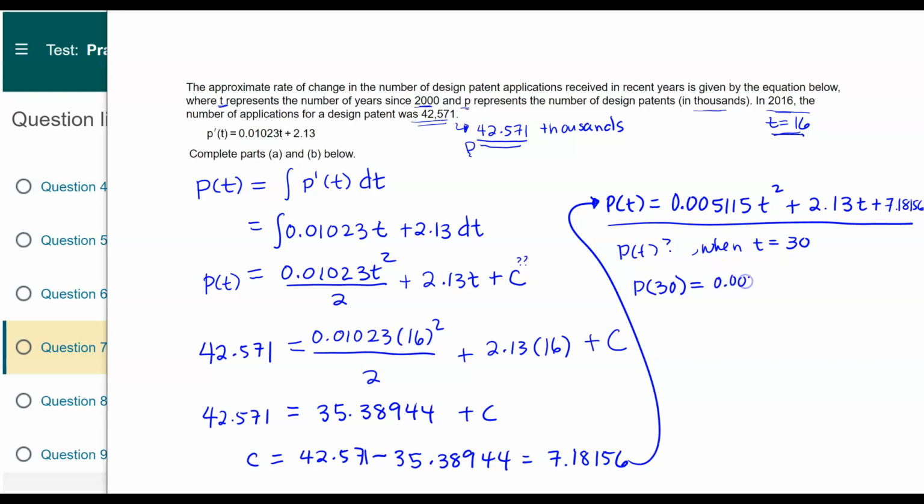So 0.005115 times 30 squared plus 2.13 times 30 plus 7.18156. Now plug this into your calculator. Upon evaluating this, this is what I got: 755.68556.